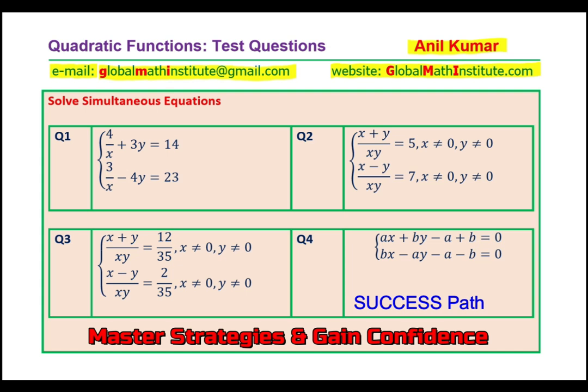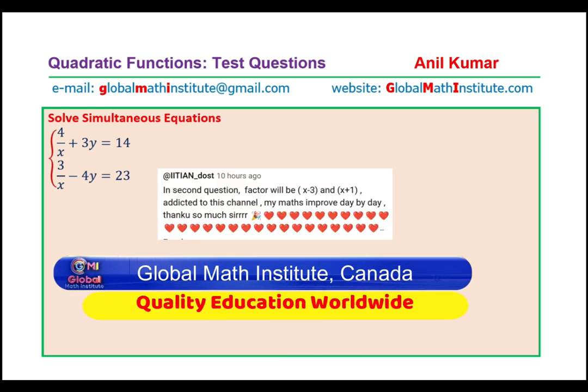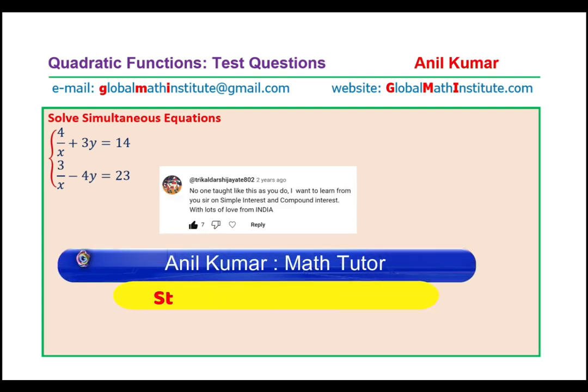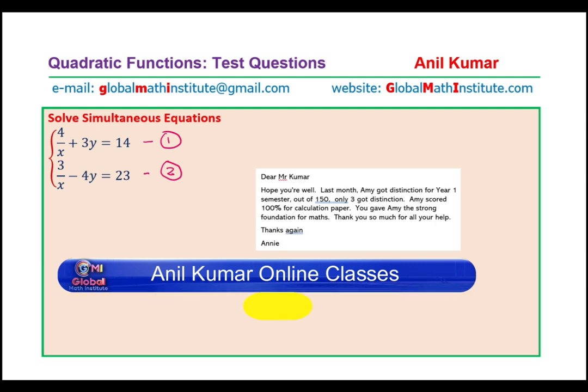Great. So these are the four questions which we are going to solve. You can always pause, answer, and then look into my suggestions. Let's begin with the very first one, which is 4 over x plus 3y equals 14, and 3 over x minus 4y equals 23. First step, just label your equations. Following good method is always beneficial.